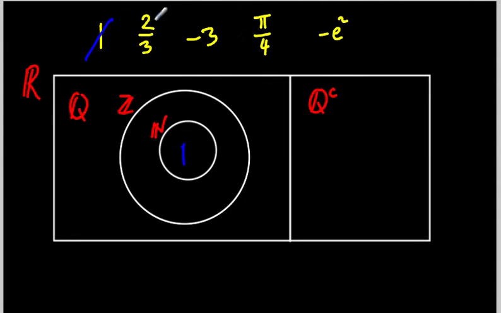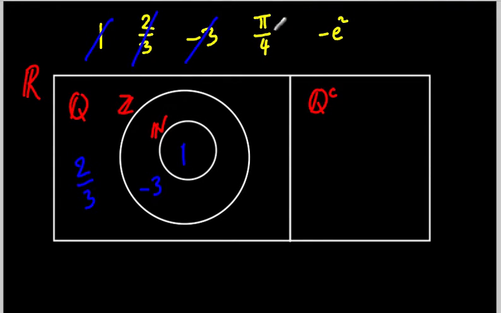Okay, next. So 2/3. We know 2/3 is a rational number. It's not an integer, so it can't be inside this big circle. So it has to be here. You could have written it anywhere as long as it's within the rational frame. And then I'm going to cancel that out. So -3, we know that's an integer, but not a natural number, so it has to be in this space over here. So I'm going to cancel that out.